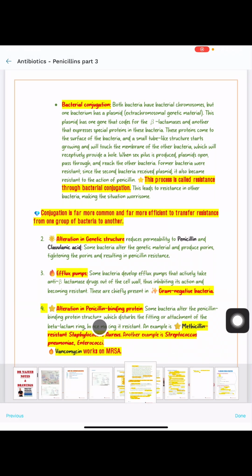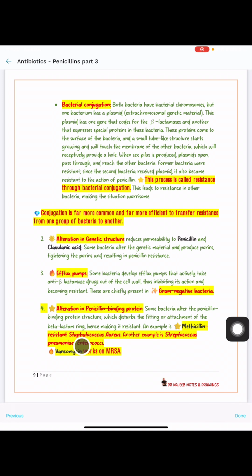Next thing is regarding the alteration in penicillin binding protein. Some bacteria alter PBP, which disturbs splitting or attachment of the beta-lactam ring, hence making it resistant. An example is methicillin resistant Staphylococcus aureus, MRSA. What they do is alter their PBP, and hence the methicillin can't come and destroy them. Another example is Streptococcus pneumoniae and Enterococci.